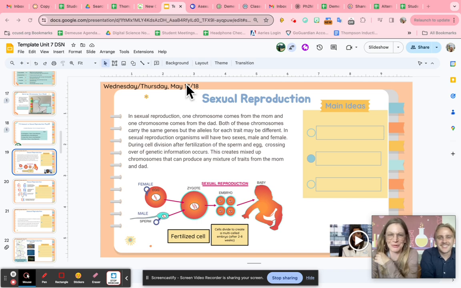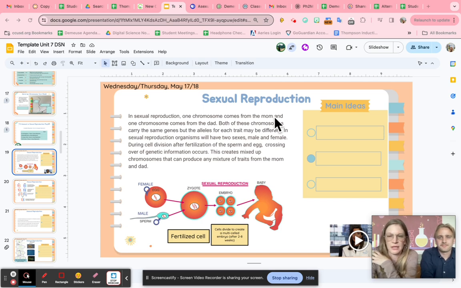In sexual reproduction, organisms will have two sexes, male and female, which seems kind of obvious, but you're going to find out in asexual reproduction that you don't have males and females. During cell division, after fertilization of the sperm and egg, crossing over of genetic information occurs. This creates mixed up chromosomes that can produce any mixture of traits from the mom and the dad. That's pretty much a review of what we learned the last two lessons.